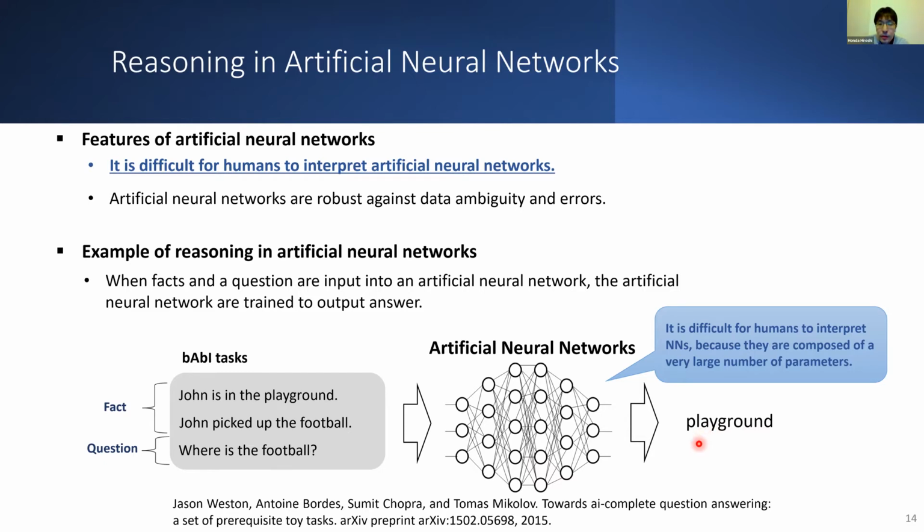However, it is difficult for humans to interpret artificial neural networks because they are composed of a very large number of parameters. These parameters are continuous variables.